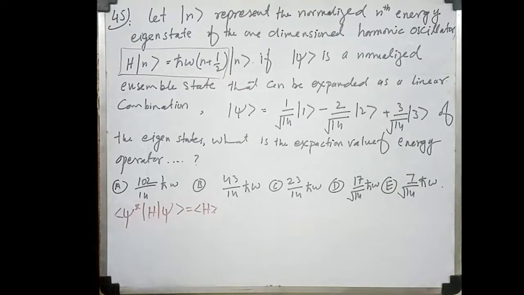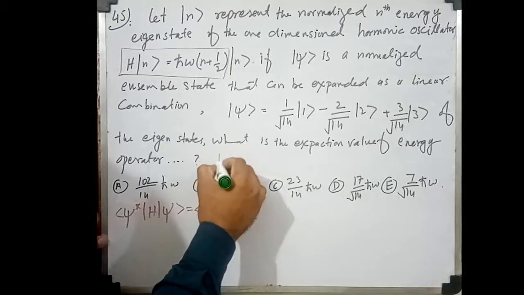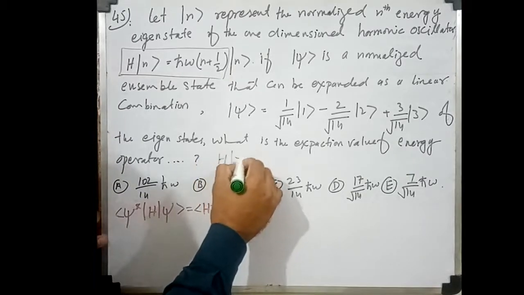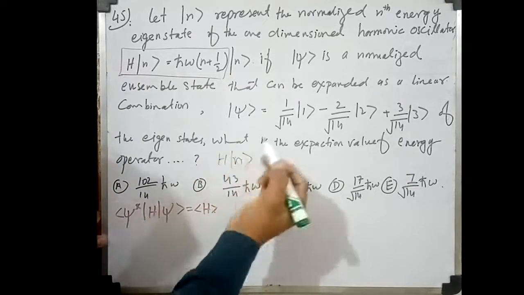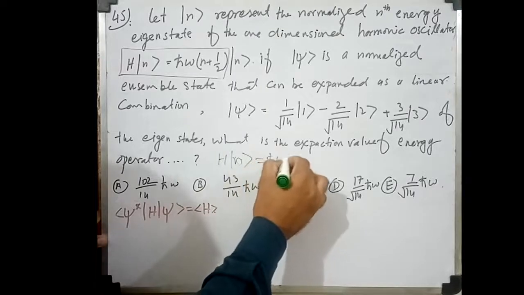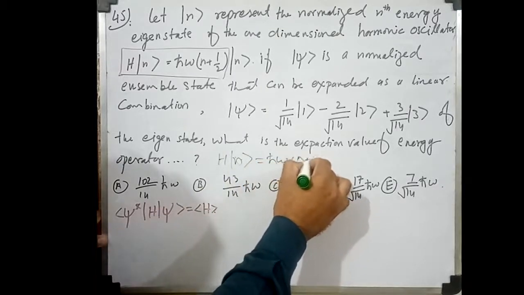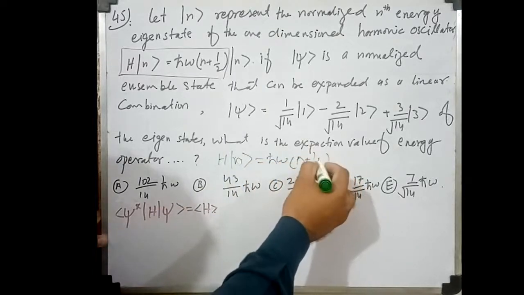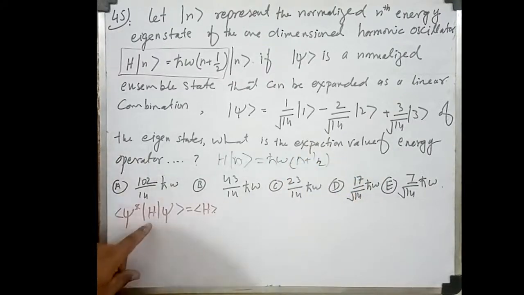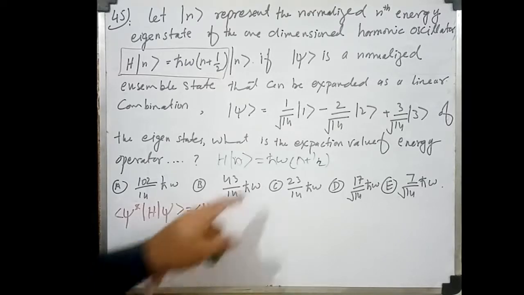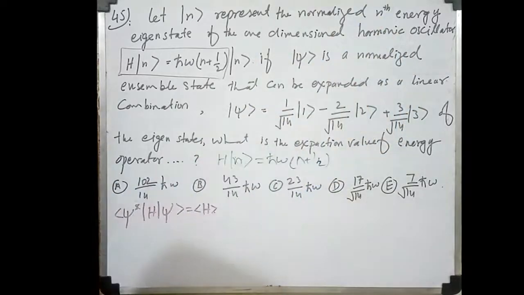Now we have to find the product of psi with H psi, and we can see from the problem that H acting on any state n gives ħω(n + 1/2). So this is a constant value. We will take it out and multiply psi with psi, which is the same function, so we will square their states only.